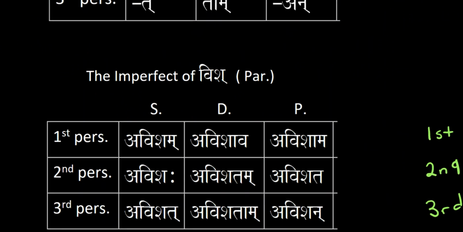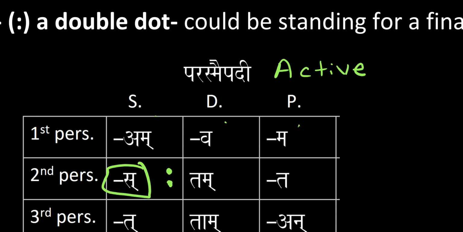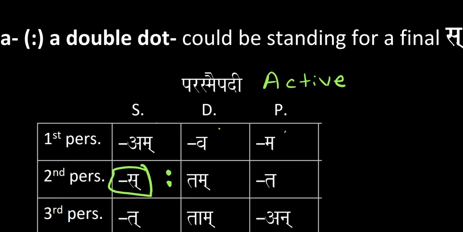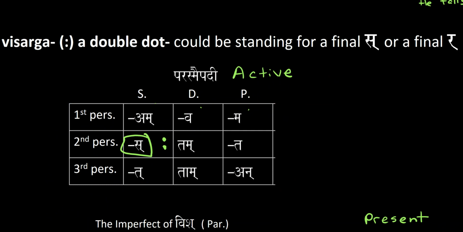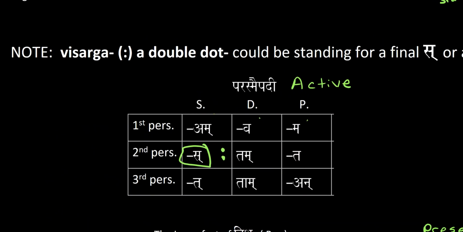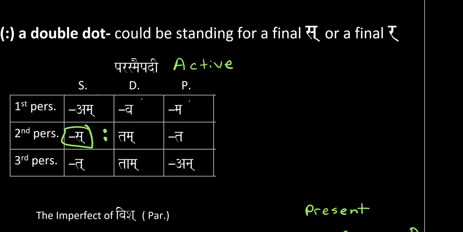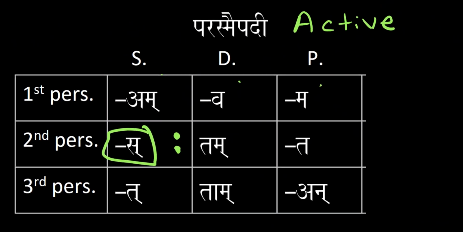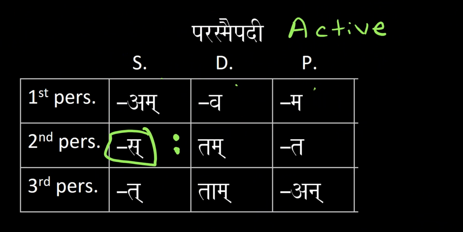Our first example will be for a verb in parasmaipadi. Remember the rule that we learned about the visarga: it could be standing for a final sa or a final ra, and that's what we're seeing here in one of the termination endings. We have sa with the halant for second person singular in the imperfect tense for parasmaipadi type verbs.